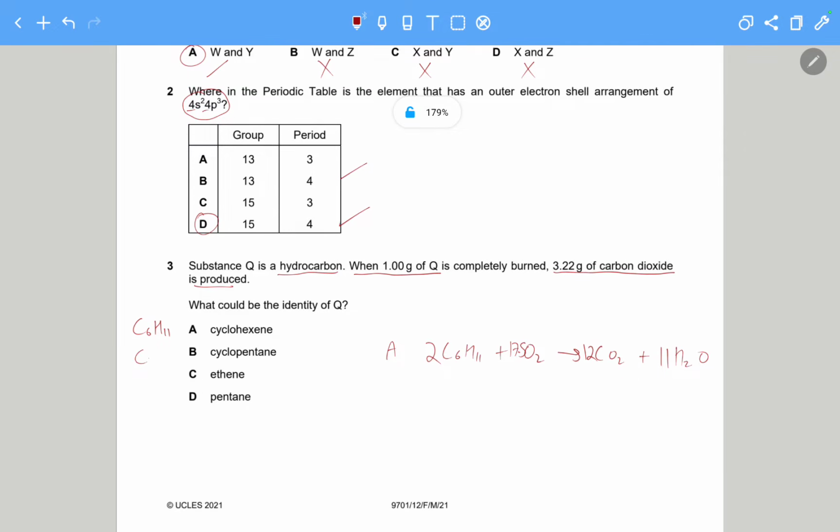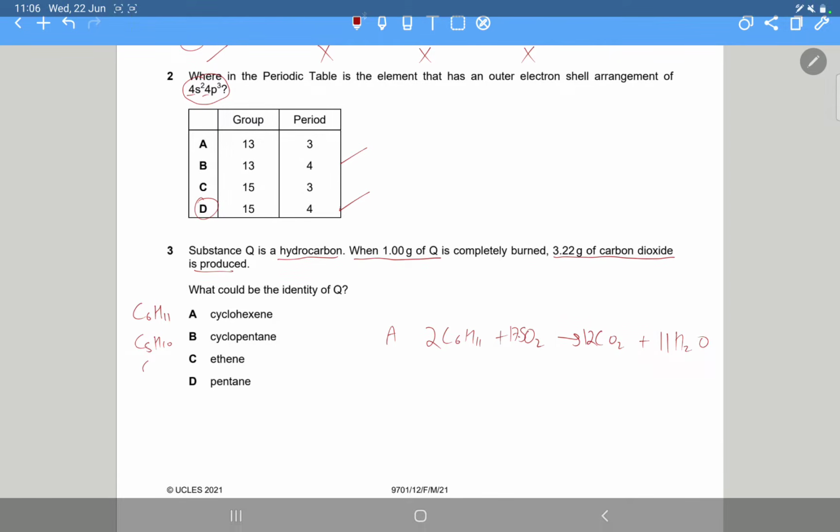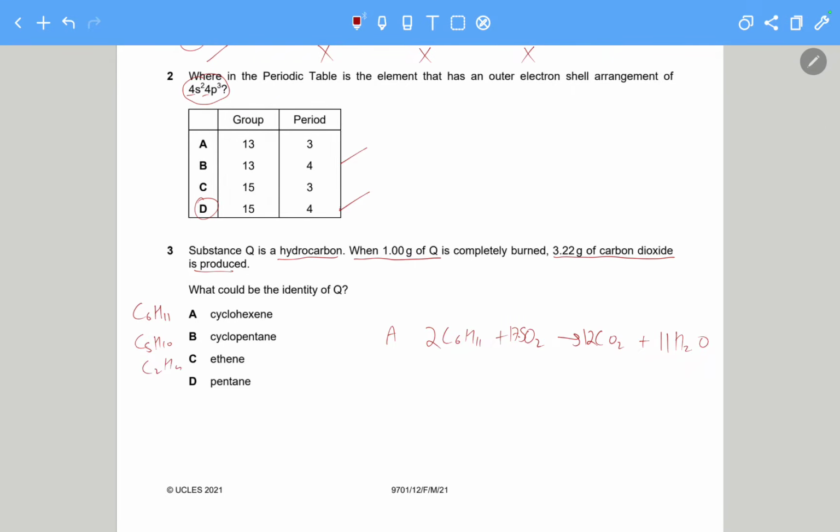So cyclopentane is C5H10. Remember, it's an alkane, but it's cyclic, so it has to have the same molecular formula as the alkene, pentene, so C5H10. Ethene will be C2H4, and then pentane will be C5H12. So let's write down the balanced equations for all of these.